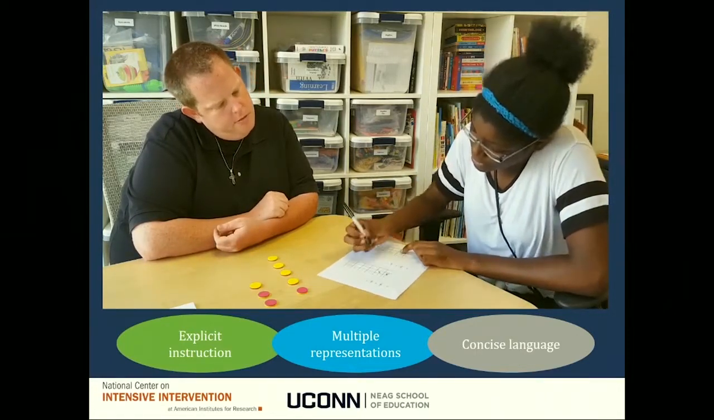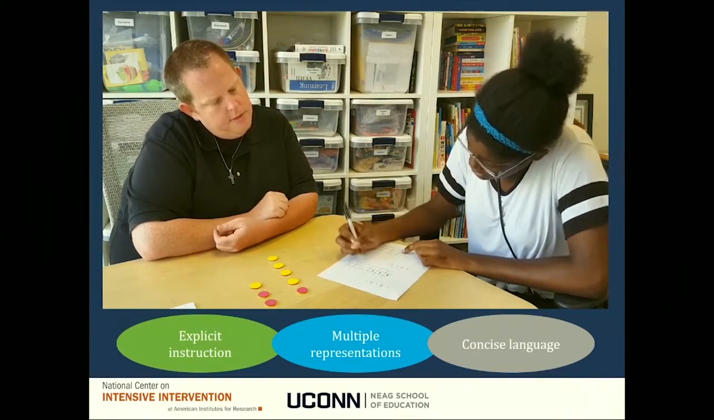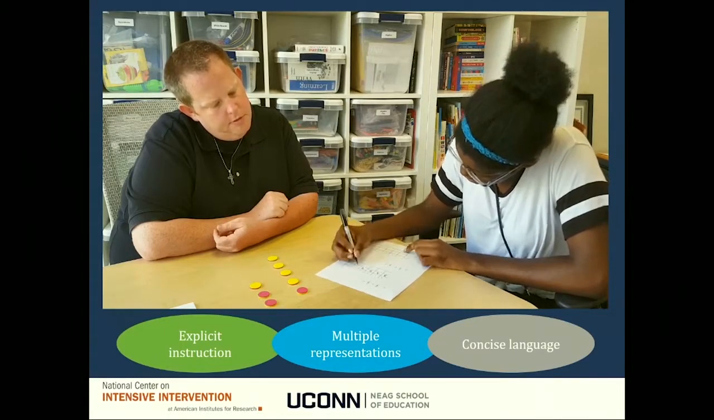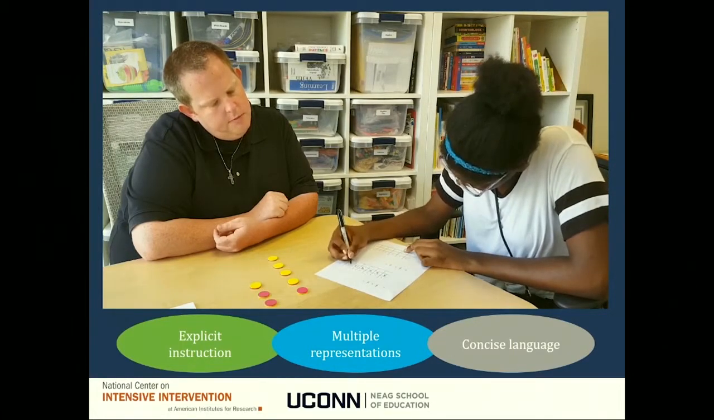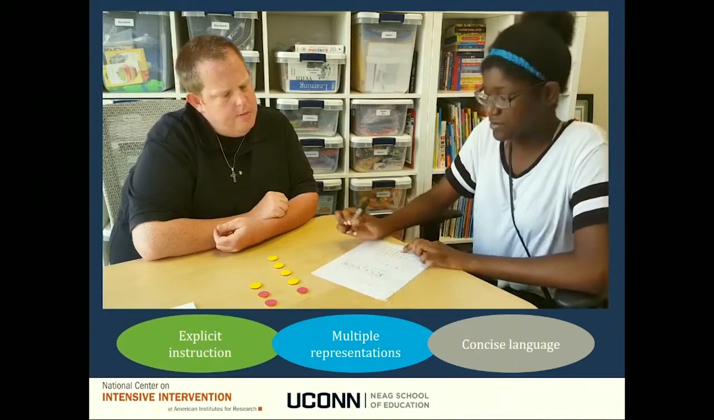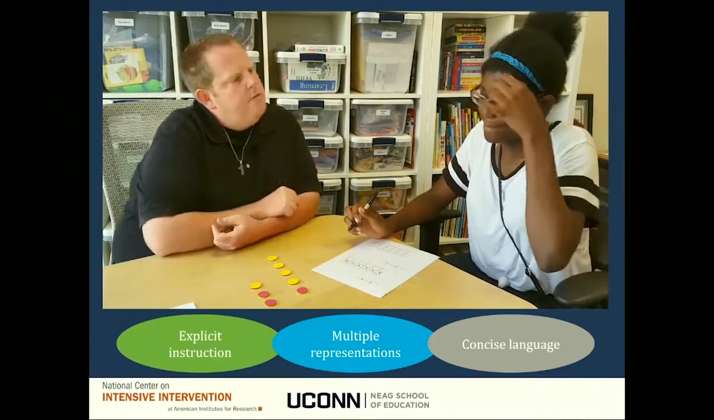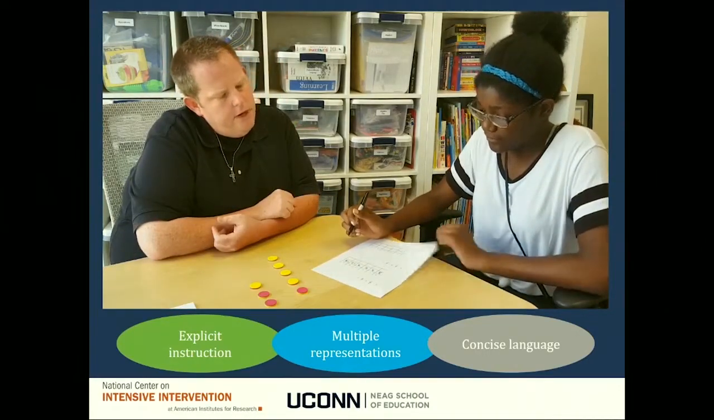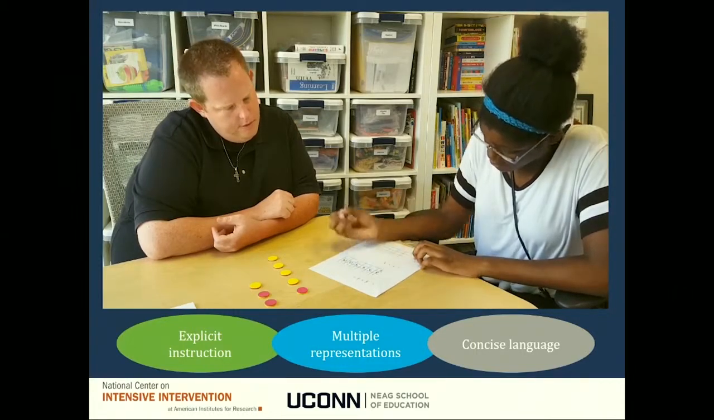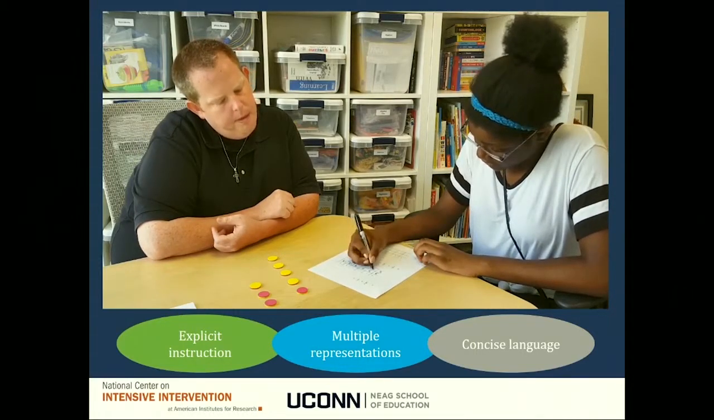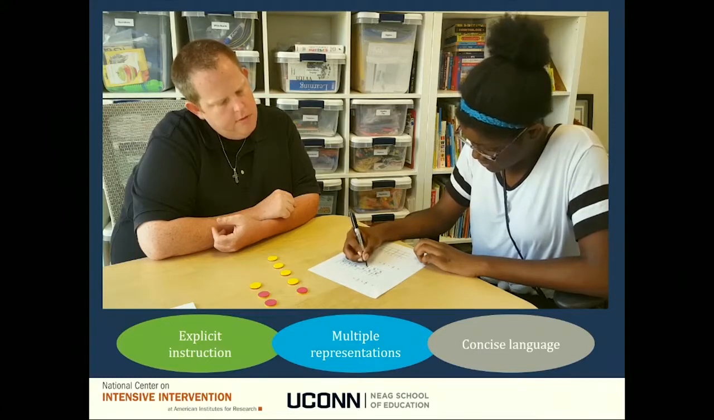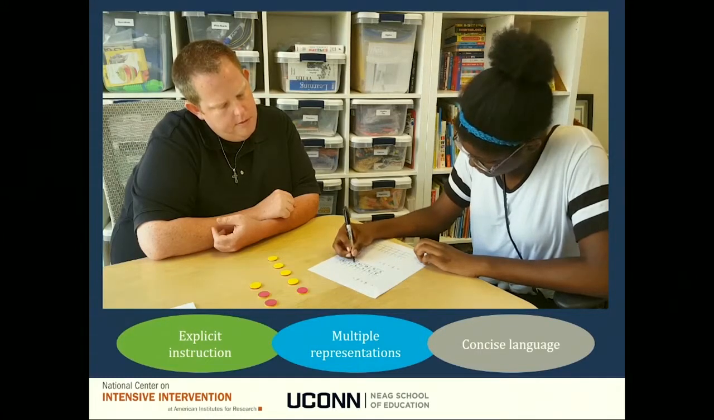3 times 2? 6. Good. 3 times 3? 9. 3 times 4? 12. And 3 times 5? 15. Awesome, good job. And what is the other denominator we have to find the multiples of? 5. 5, good. Awesome, so what is 5 times 1? 5. Good. 10. Good.